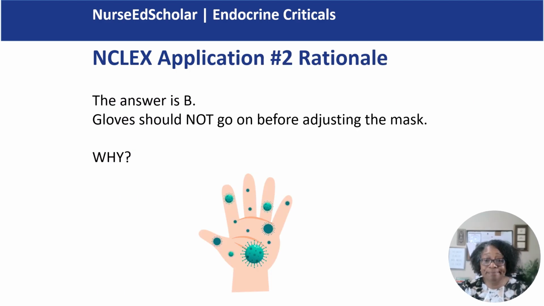The answer is B. Gloves should not go on before adjusting the mask. And why? It's because gloves become contaminated quickly. And touching the face with contaminated gloves creates self-contamination. It increases your self-contamination risk. So this is how healthcare workers really accidentally spread organisms, to their nose, to their mouth, to the eyes, and then actually to surrounding surfaces.